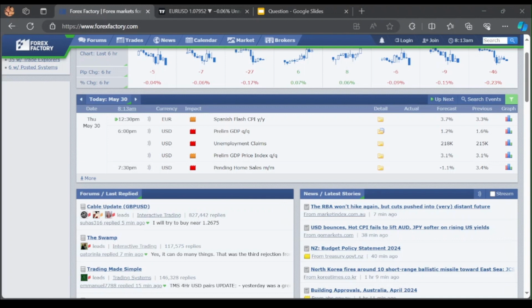And we are having a high impact news at 7 p.m., 6 p.m., 7:30 p.m. Indian Standard Time. So be cautious around these times since this could be a high spread and high volatile timing. So now let's move to the charts.